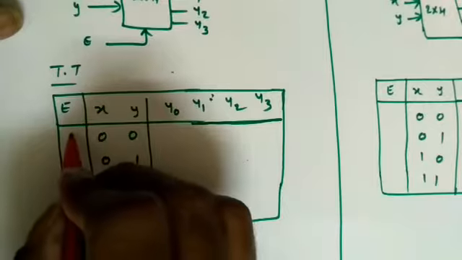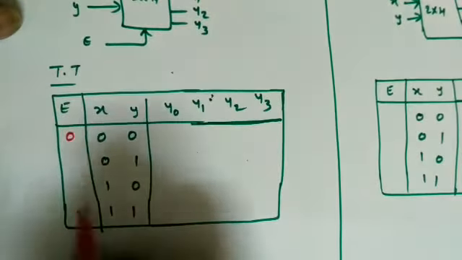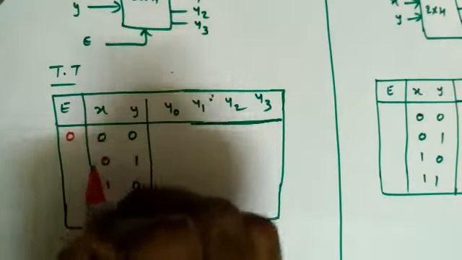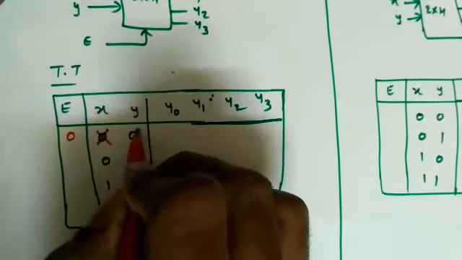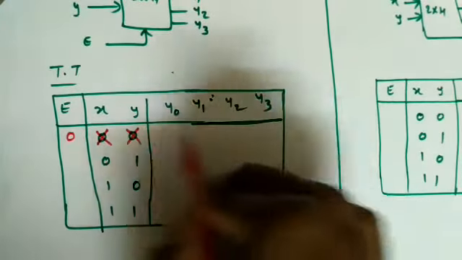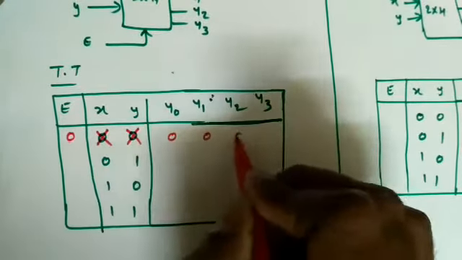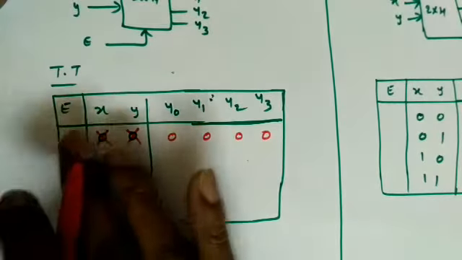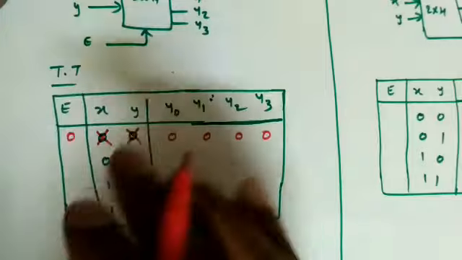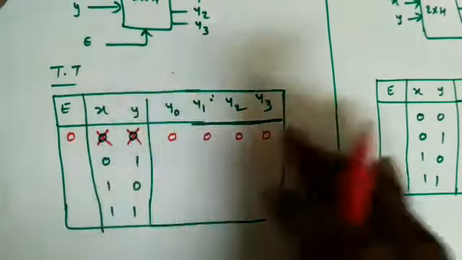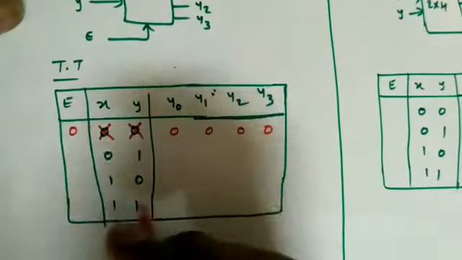So whenever this enable input is 0, whatever the combinations, I have to include the don't care. Whatever the combination, it will not give any corresponding output. So it will be all zeros. For enable input 0, don't care means whatever the combination, 0 0, 0 1, 1 0, 1 1, it will simply give all zeros. So no conversion is happening.